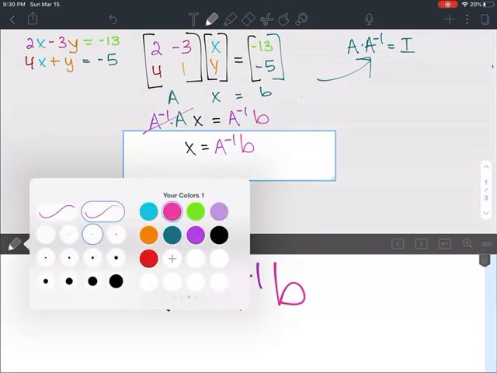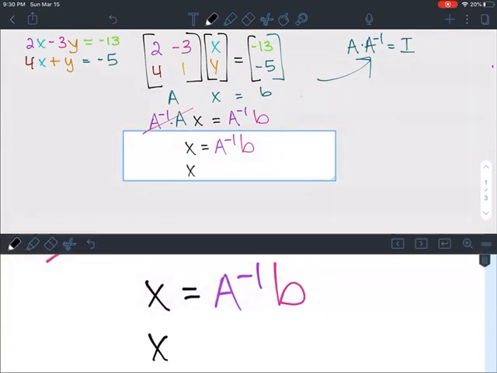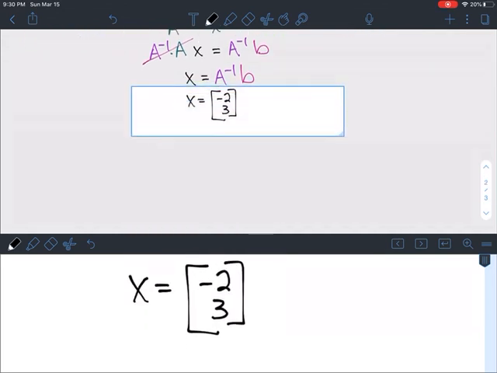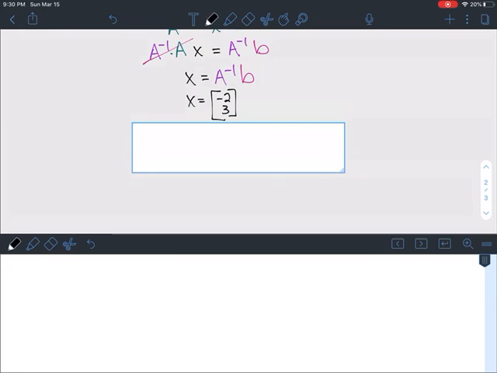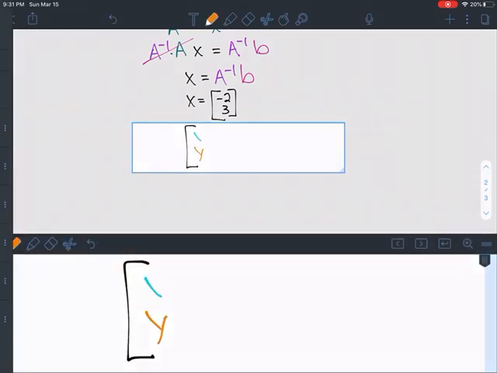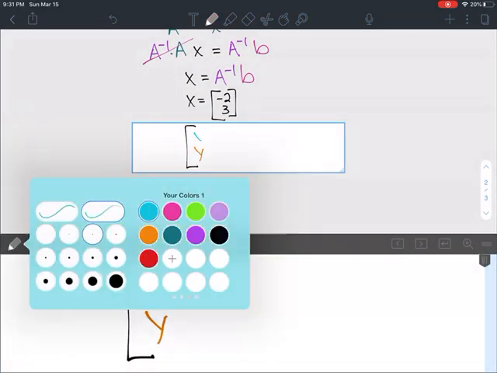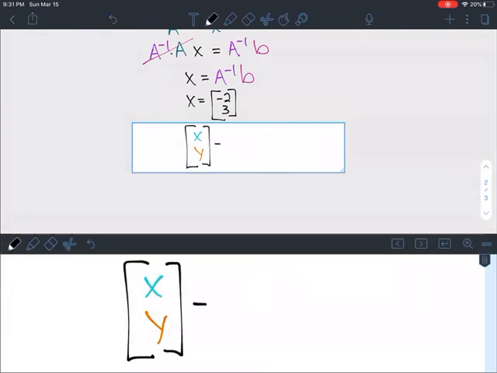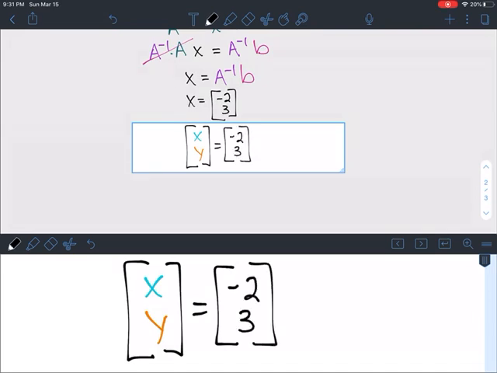So let's go back in here. I got that my X matrix equaled -2, 3. Okay, so let's think back to what that X actually represented. That X actually represented the matrix X, Y. Oh, my X didn't come through. Let me fix that. So that's what my X represented in that equation, and that equaled this -2, 3.